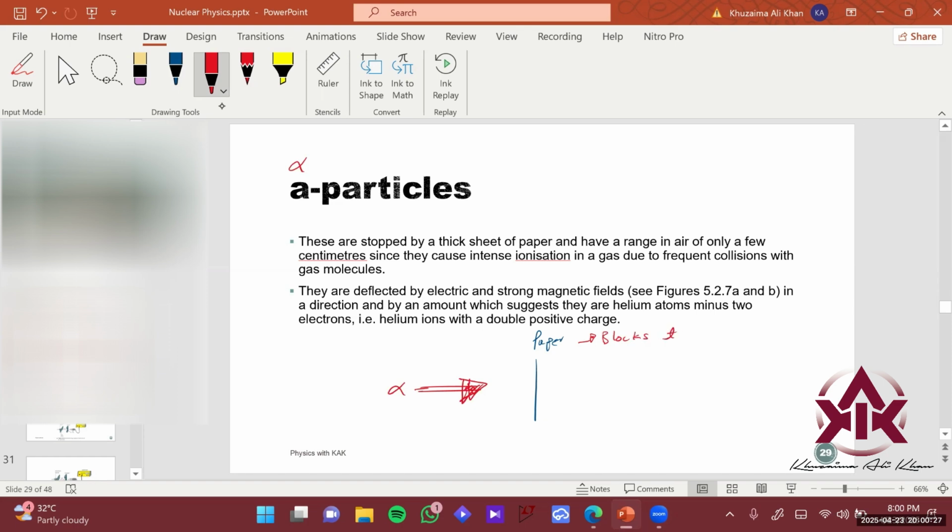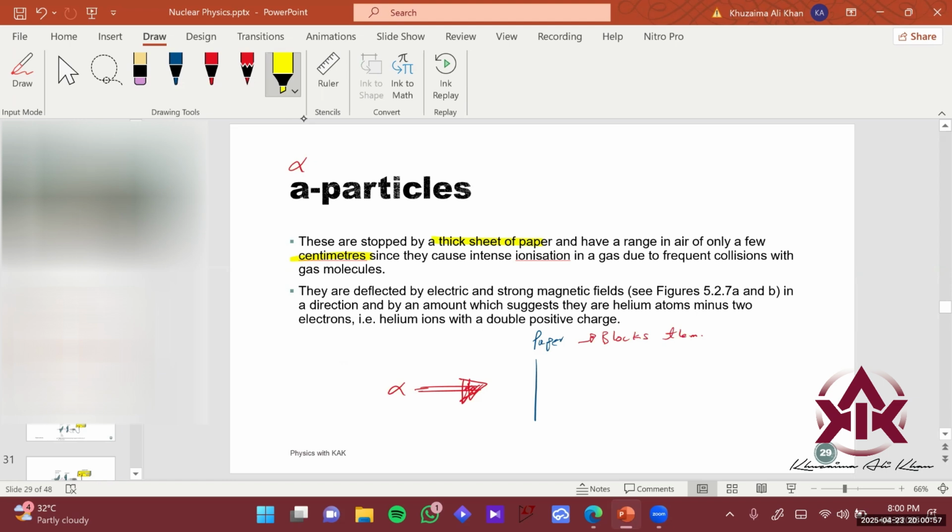It basically blocks them. Okay. So alpha particles are stopped by a thick sheet of paper and have a range in air of only a few centimeters. That is if you have an alpha source. If you are far away from the alpha source, you are not exposed. But if you're pretty close to the alpha particles, then you can be exposed to them. If you have a thick sheet of paper placed in between, that is going to block almost a major chunk of the radiation, right?